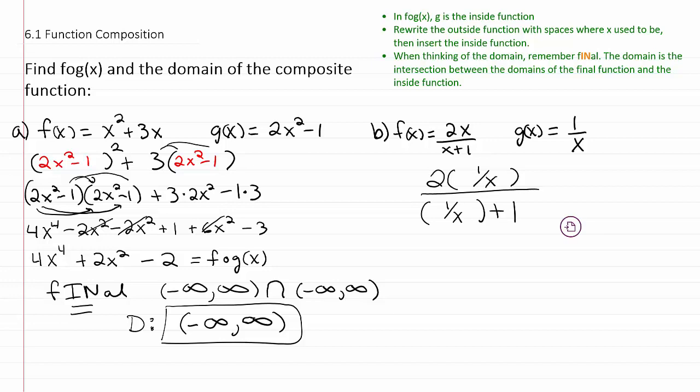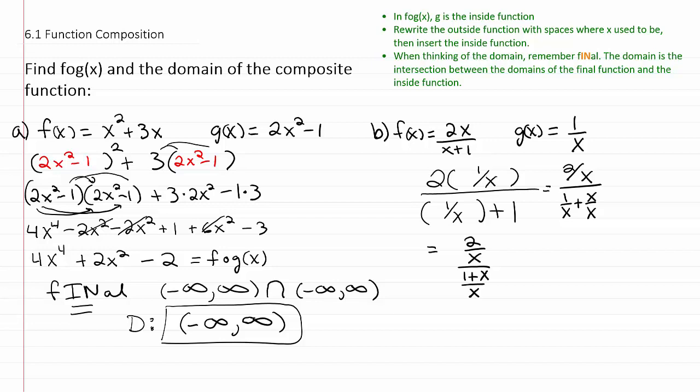All right, from here, it's just a matter of cleaning it up a little bit. So we'll multiply the 2 as 2 over 1 times 1 over x. It'll end up giving you 2 over x, right? And that will be divided by 1 over x plus 1. You can rewrite that if you want as 1 over x plus x over x. This way they have common denominators. And then from there, you can say 2 over x over 1 plus x over x, right? Remember, when two fractions have a common denominator, you add the fractions' numerators and keep the denominators the same.